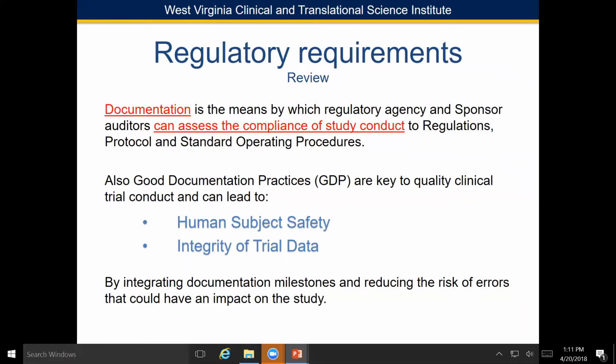There is a public and private collaboration called CTTI, the Clinical Trials Transformation Initiative, that has coined a new definition for the term quality. And they've assessed that quality is the absence of errors that matter. So what's important to remember here is not that you can run a trial without any errors, but you have to mitigate the risk of having any errors that would impact either human subject safety or the integrity of the trial data. And by integrating documentation milestones, as we'll be discussing, you reduce the risk of errors that could have an impact on the study.